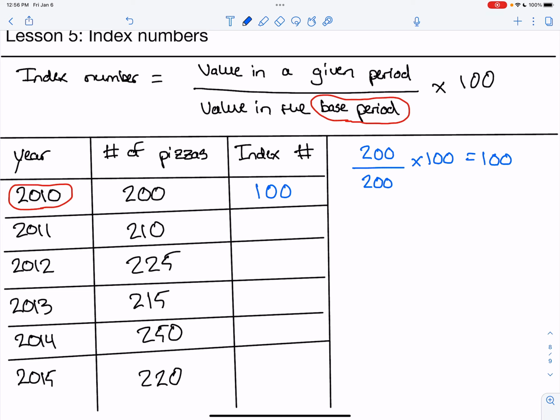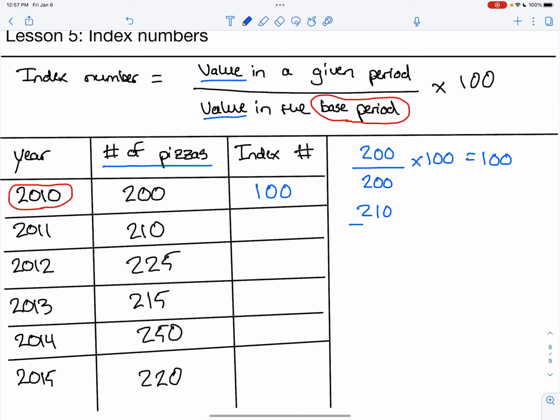When we talk about the value in the given period and the value in the base year, we're talking about the quantity in which we are interested. In this case, we're interested in the quantity of pizzas, the number of pizzas. So the value is simply this column here, number of pizzas. So what would our index number be in 2011? Well, in 2011, the value in the given period, or the number of pizzas produced in 2011, is just 210.